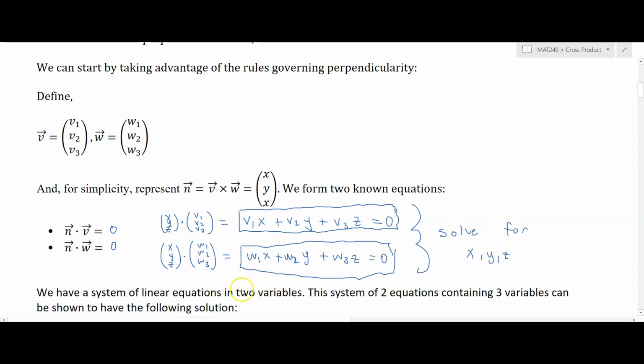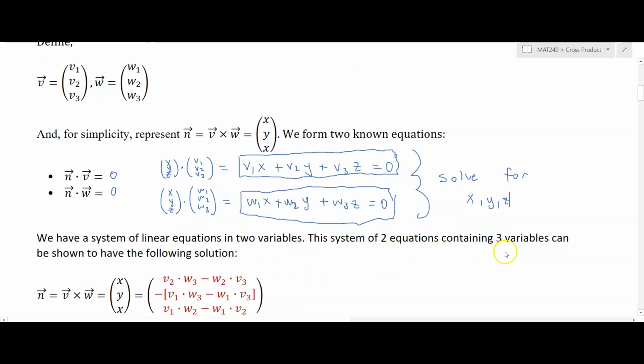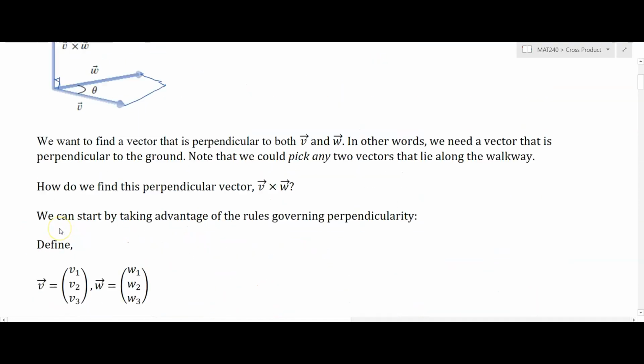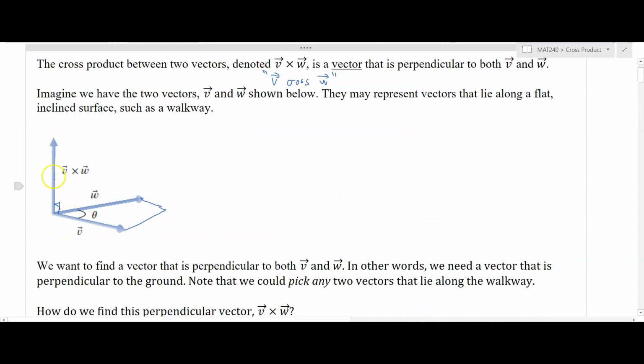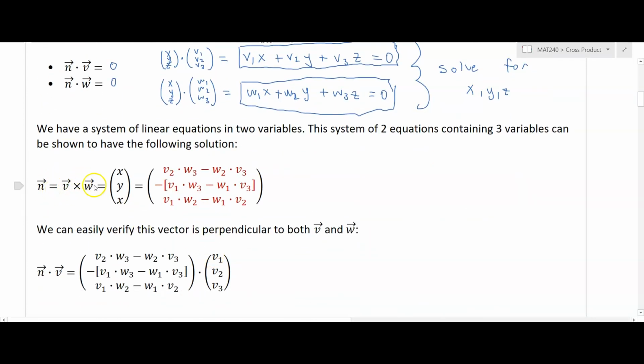Now we're not going to go ahead and solve this here, but we can show that this system of two equations containing three variables can be shown to have the following solution. So the components of n, for visual reference, that is again this vector here. We're going to refer to that as n. And that vector right there is, okay, the cross product between v and w. It has these three unknown components. Those three components will look like this.